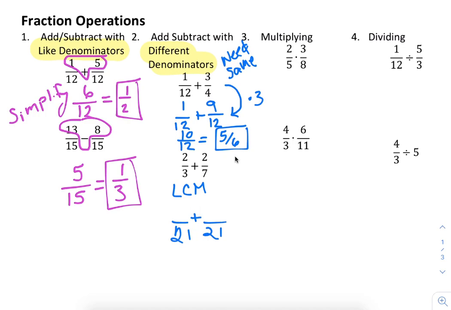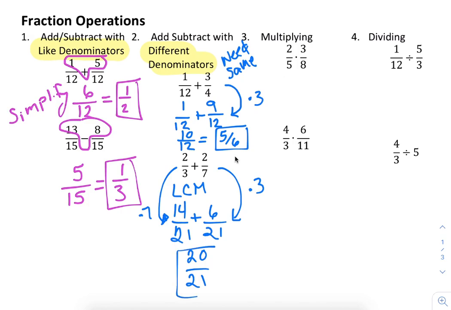So what that means is I took my 3 and I multiplied it by 7. So I do the same thing to the top. That's going to make 14 over 21. For my 7, I multiplied him by 3. So I do the same thing to the top. 2 times 3 is 6. Now my problem has the same denominator. I can just add or subtract my top. In this case, I'm adding. 14 plus 6 is 20. So 20 over 21, and that does not simplify, so that's my final answer.